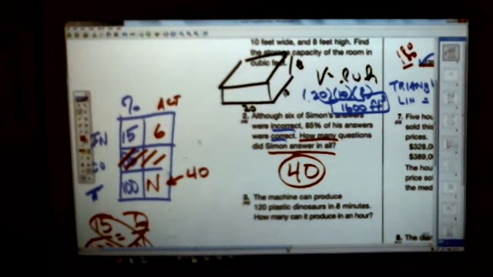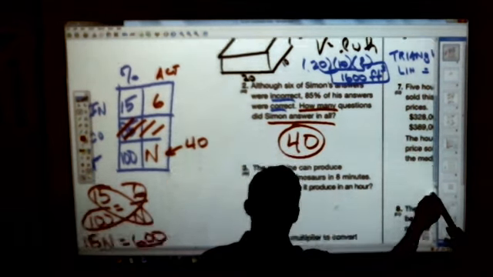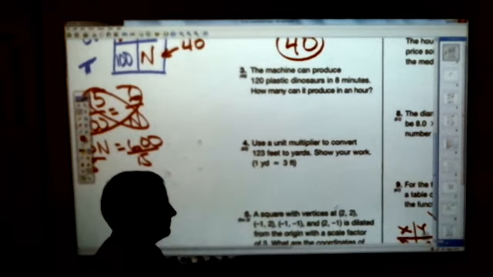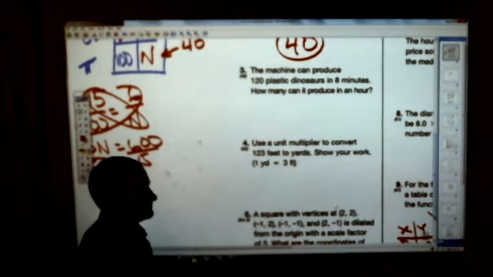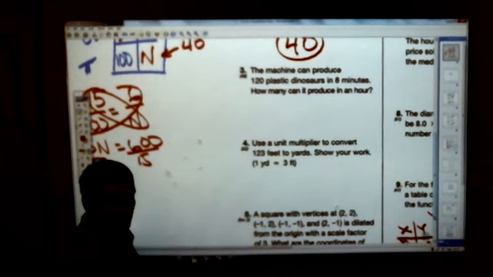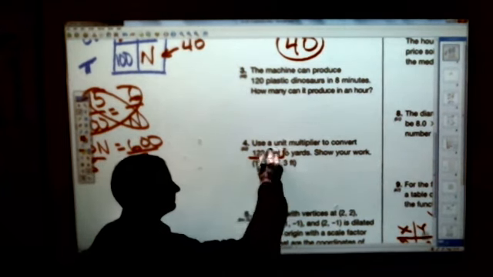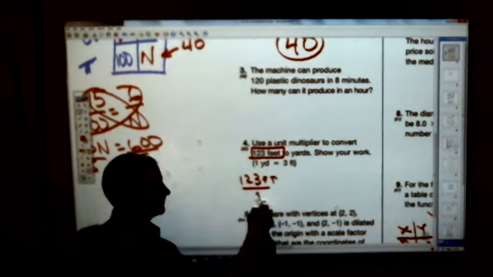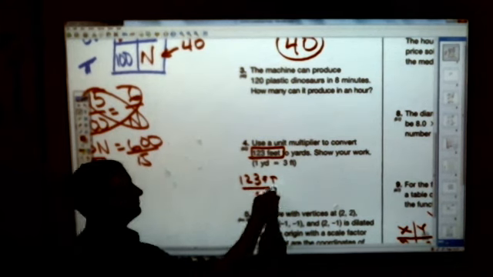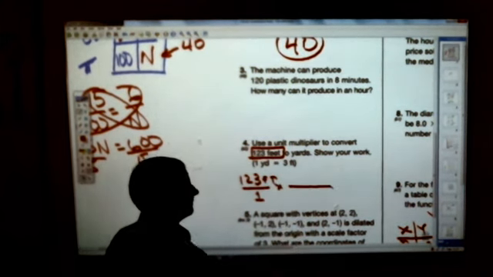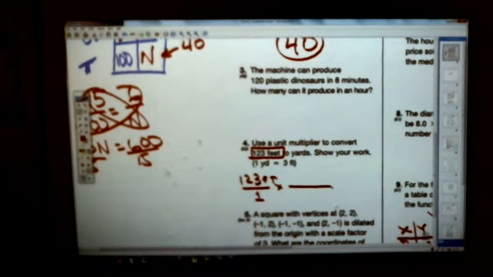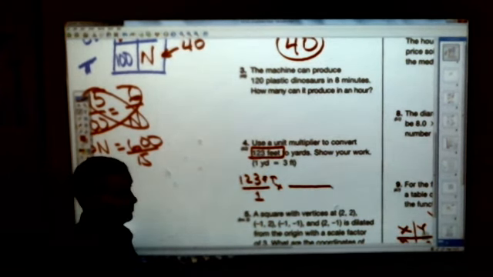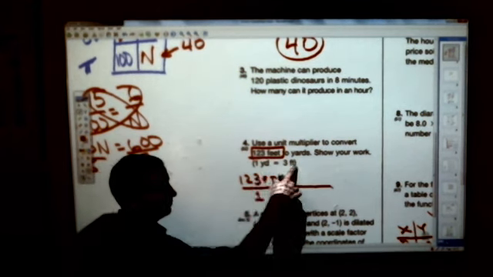Carolina, is this one of the problems you actually did or not? Yes? Can I do number 4? I absolutely can. If you look at the rules for unit multipliers, step number 1 is to take the measurement that you're given and put it over 1. I am given 123 feet. I am going to put that over 1. I am then going to multiply it by the unit multiplier that makes the label cross off and turns it into the label I want. That's why they gave you this.